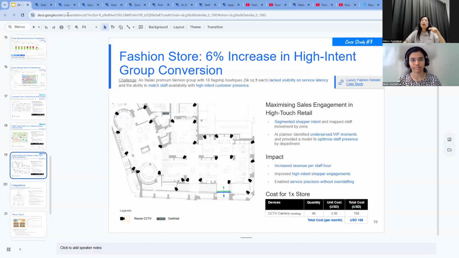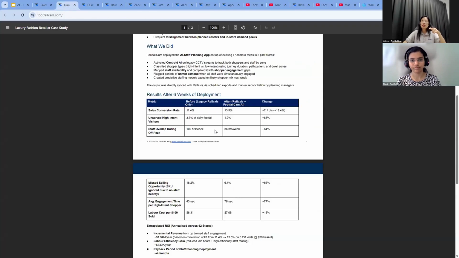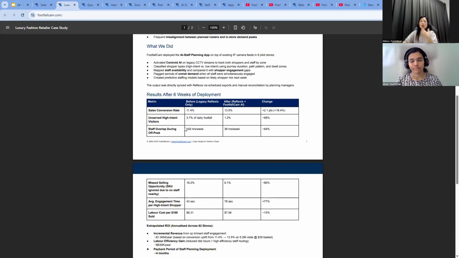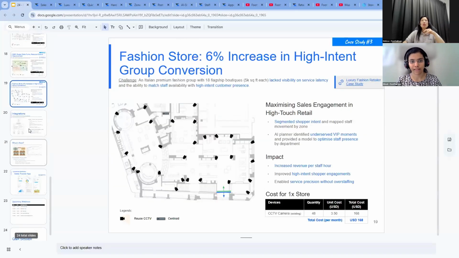For that, what we have achieved is, we use the Centroid AI. So we map the staff availability to the shopper engagement, and we flag the periods of unmet demand to them in real time as well. So again, this obviously resulted in an increase in sales conversion rate, and the unserved high-intent visitors, we reduced that by a lot. And all these other different metrics as well.